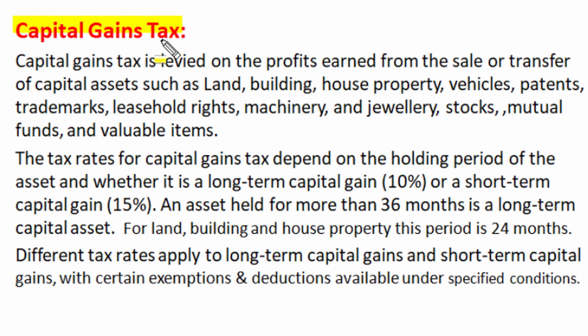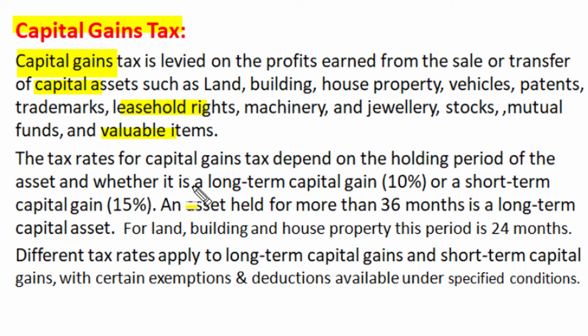Capital gains tax is another type of direct tax. Capital gains tax is levied on the profit earned from the sale or transfer of capital assets such as land, building, house property, vehicles, or intellectual assets like patent, trademark, or some leasehold rights. Even machinery, jewelry, stocks of the share market, mutual funds, and valuable items are also treated as capital assets.